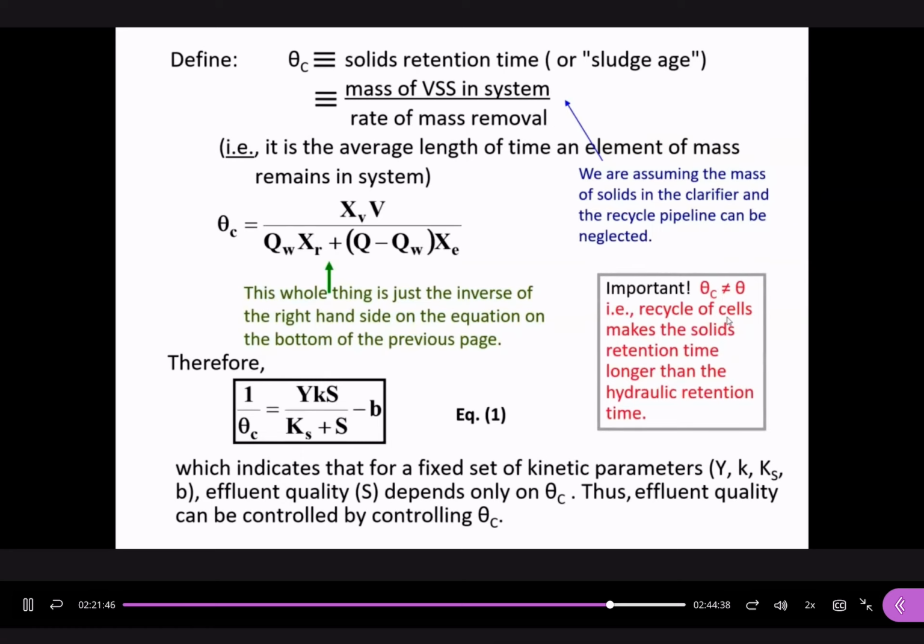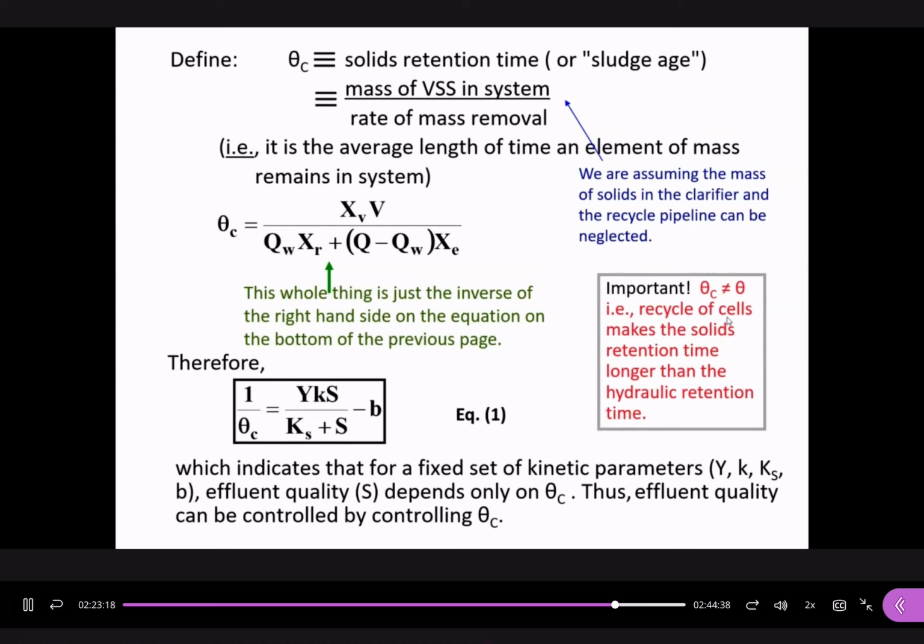What is the physical meaning of this equation? I mean, this is the mathematical form, but physically, what is theta C? How long the cells stay in the tank, right? What is mu? How fast they grow, the net specific growth rate. So in practice, we change theta C, how long the cells stay in the tank, and they will change accordingly how fast they grow. So this is the engineering way for us to control the wastewater treatment process, right?